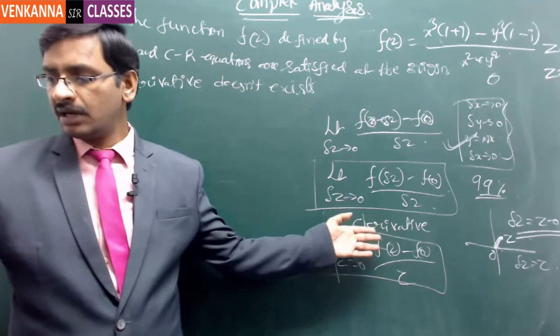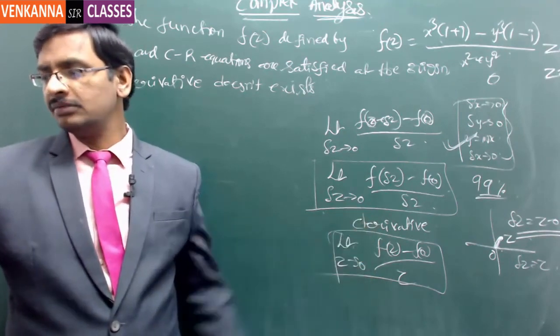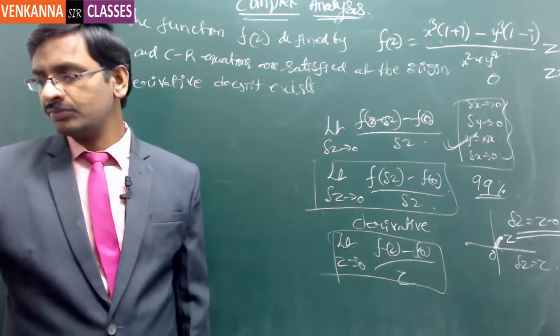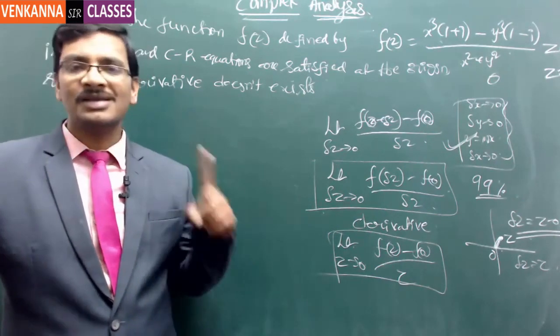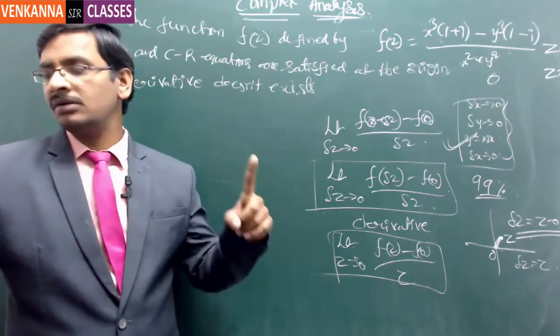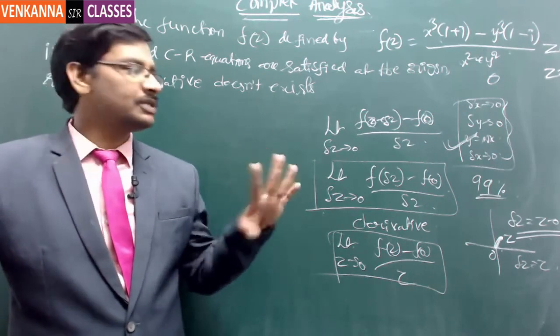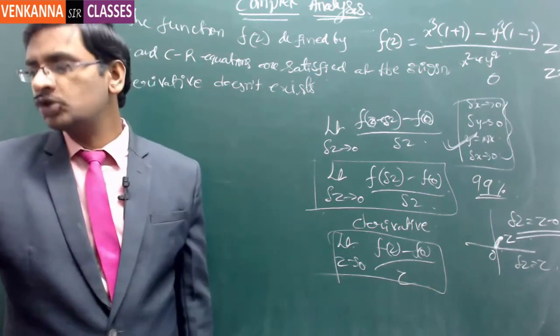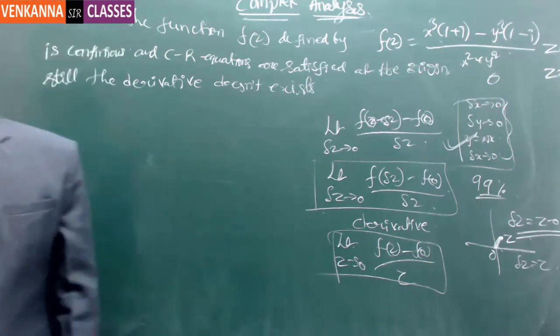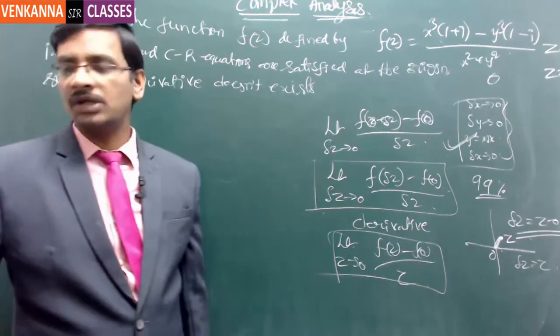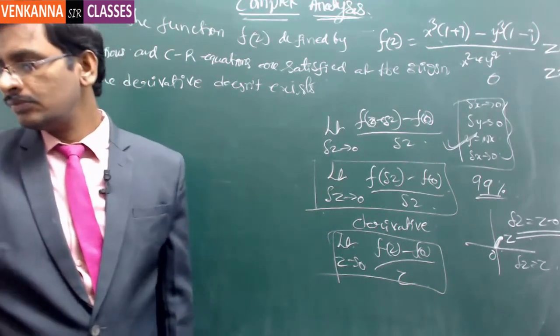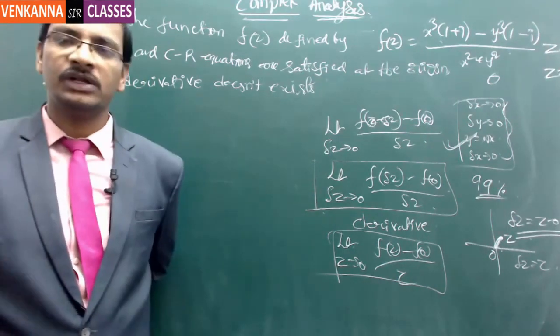If this is dependent on m, then the derivative doesn't exist. If you can prove that there is even one path where the derivative depends on some variable, then we say that the derivative doesn't exist. It should be unique in all directions. Yes, we need to verify y is equal to mx, for all we need to verify.